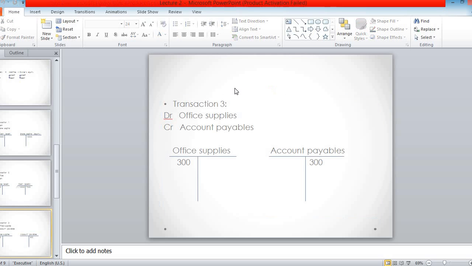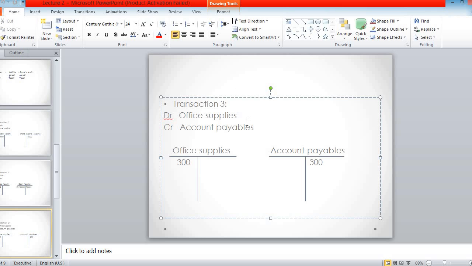So the office supply is an example of assets again. We have office supplies. This is an asset. So an increase in asset is a debit entry. We'll have on the left hand side $300.